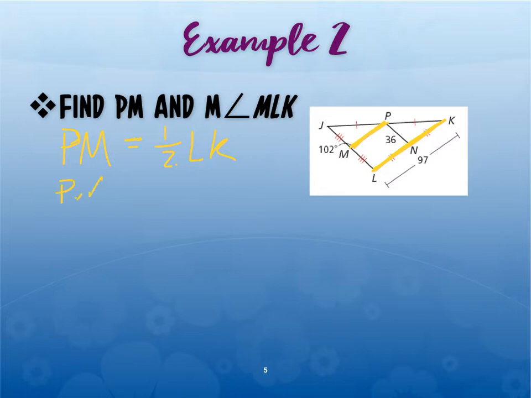Wait, is that the answer? Not yet. So PM is equal to 1/2 times 97. What's 1/2 times 97? Oh, quick math. It's the third time doing this today. So PM is equal to 1/2 of 97, which is 48.5.